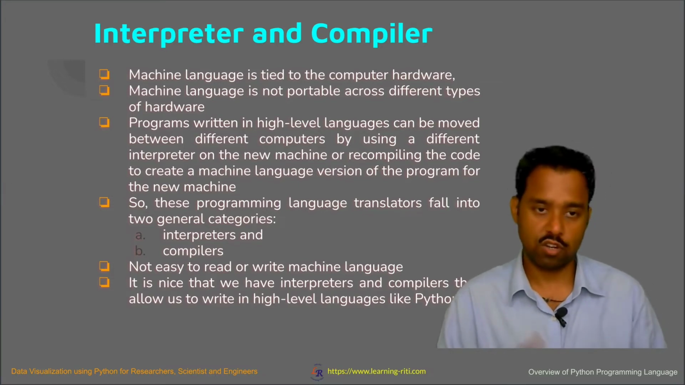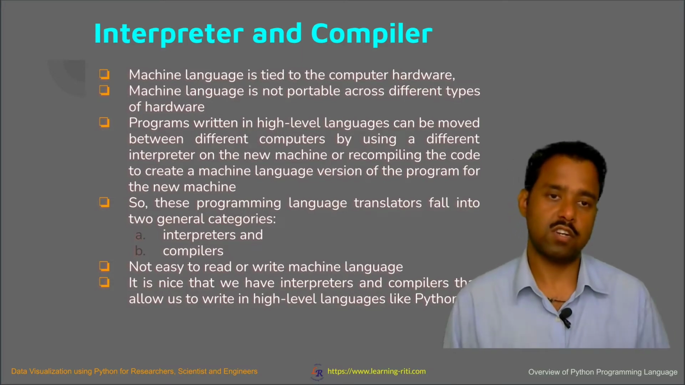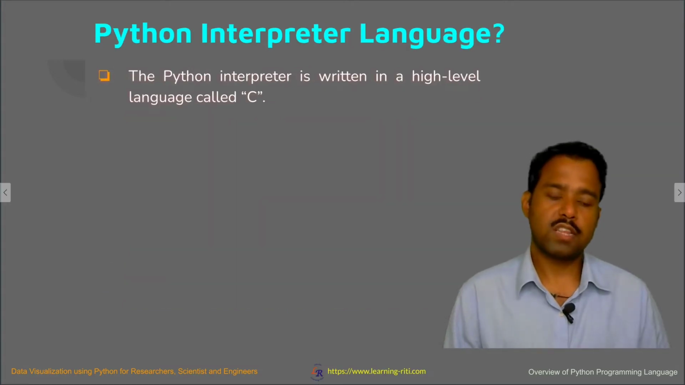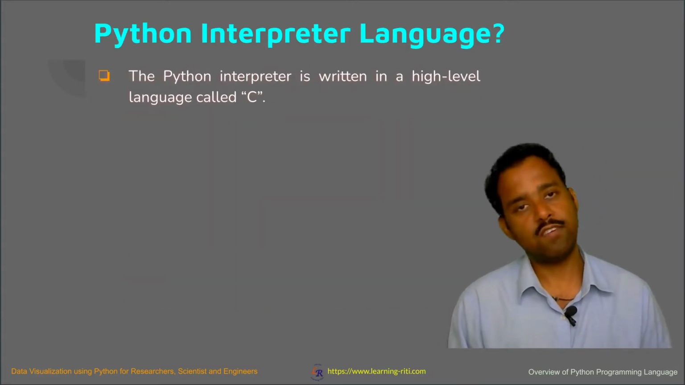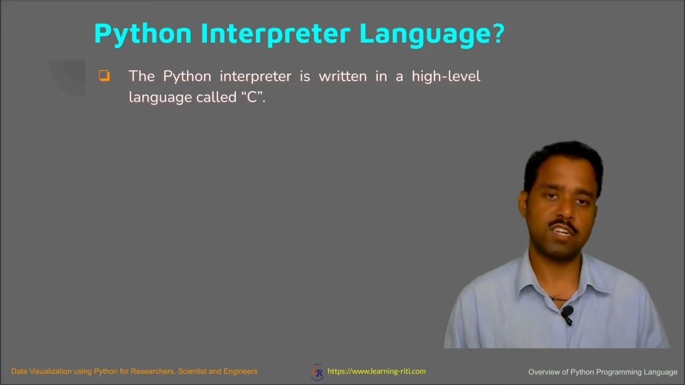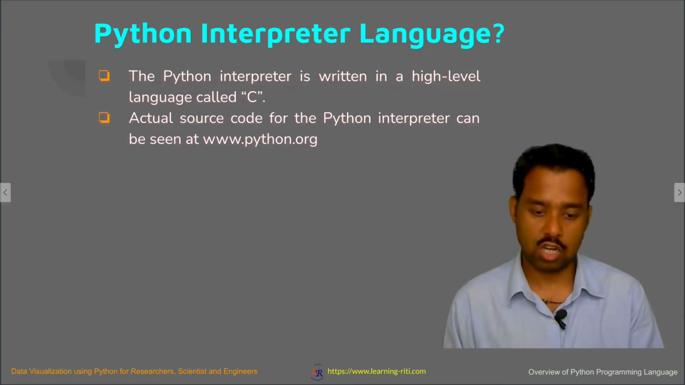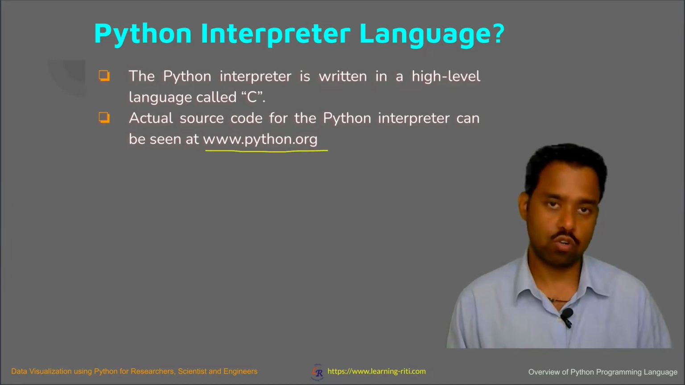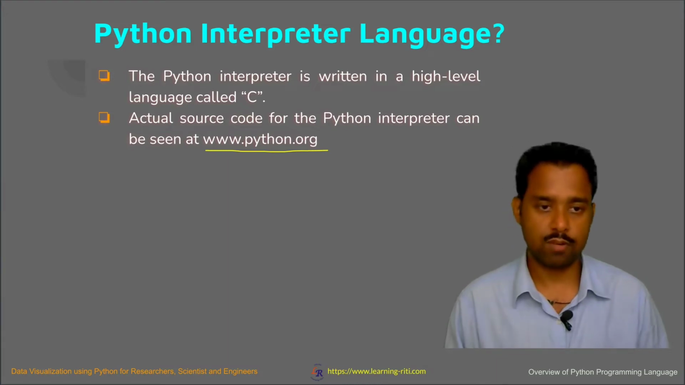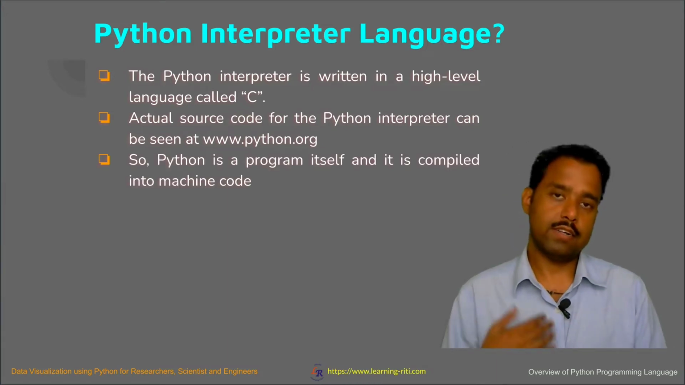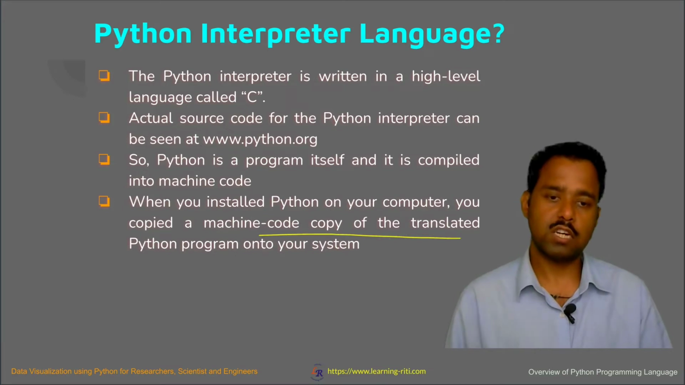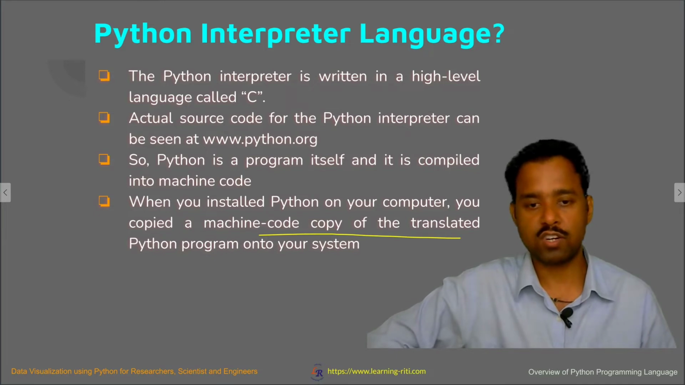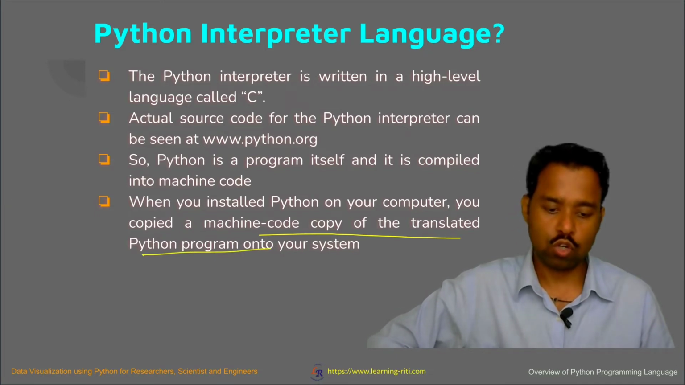For example, with Python, we'll see how easy it is to write and communicate with Python and get the task done on the computer. Talking about the Python interpreter, Python itself is a program written in a high level language called C. You can visit this website to have a look at the source code if you are interested in how it is written. When you install Python on your computer, you are copying a machine code version of the translated Python program onto your system.